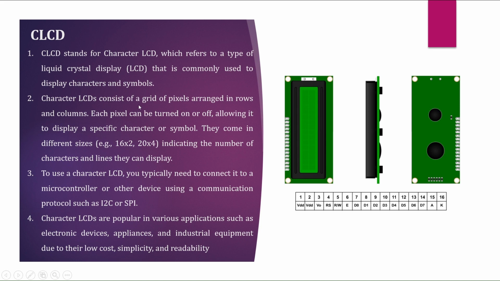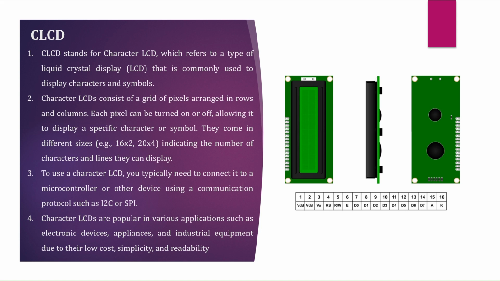Character LCDs consist of a grid of pixels arranged in rows and columns. Each pixel can be turned off and on, allowing it to display a specific character or symbol. They come in different sizes, for example 16 cross 2, 20 cross 4, indicating the number of characters and lines they can display. To use a character LCD, you typically need to connect it to a microcontroller or other devices using communication protocols such as I2C or SPI.